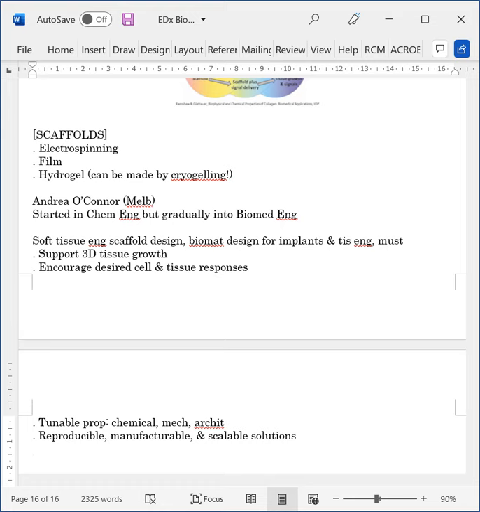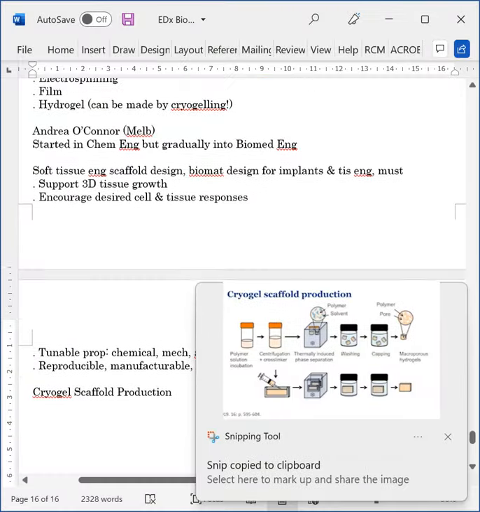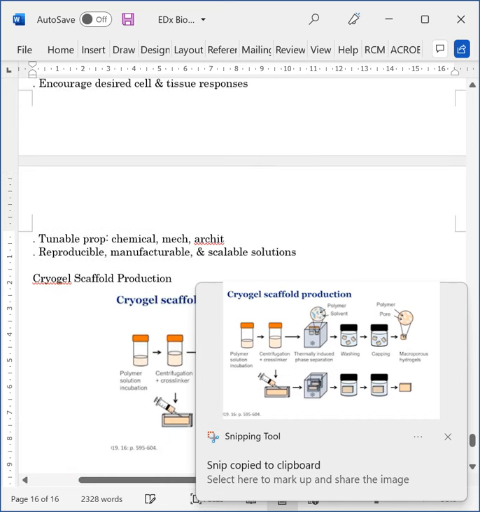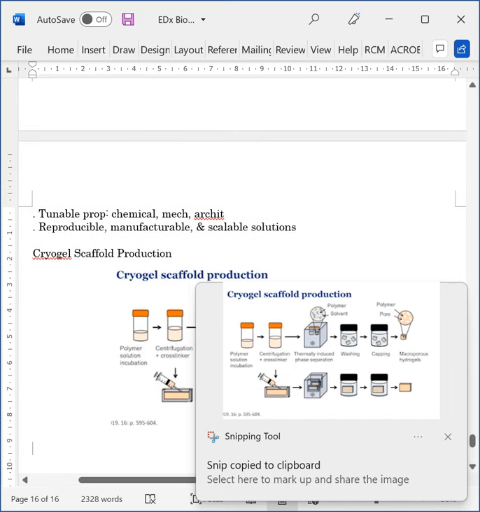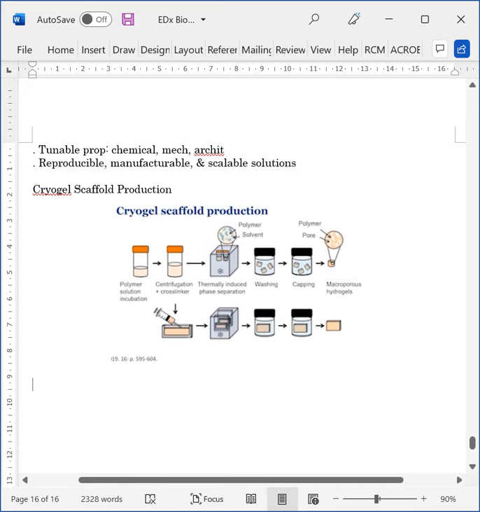So one way we can do that is using thermal processing or cryogelation. It's called cryogelation because we're using a cryogenic freezing process and we're working with hydrogel materials, water-swollen polymer networks. So our process, as shown on this slide here, is to take a polymer solution which contains a small amount of a crosslinker, and we use that then in the process.